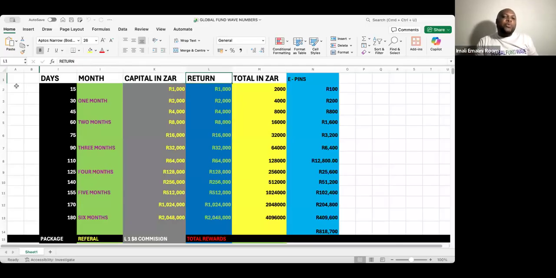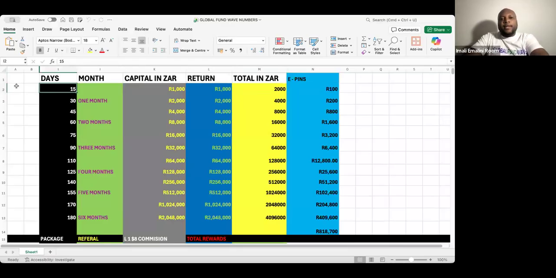The two people that will be assigned, one will give you your capital back, and one will give you an extra. So that is ×2, which is beautiful. Now you've got total in ZAR, and you've got the number of e-pins that you have utilized. So let's talk about it.